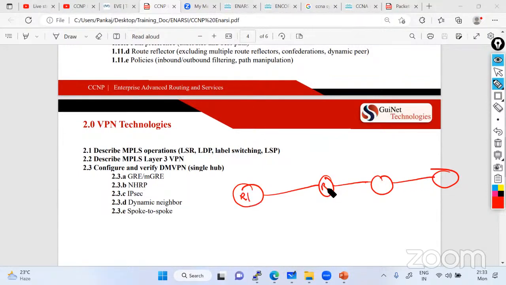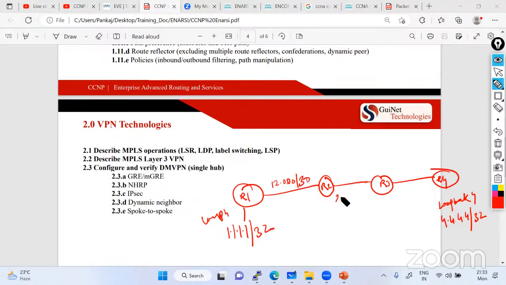This is R1. This is my R2. This is my R3, and this is my R4. Here I create a loopback on each and just assign an IP address. Right here, I create one IP address, that is Loopback 1. Here I might have taken any range of IP addresses. Maybe I've taken 12.0.0.0/30. Here I took 23.0.0.0/30. Here I took 34.0.0.0/30. Just do your homework, okay?